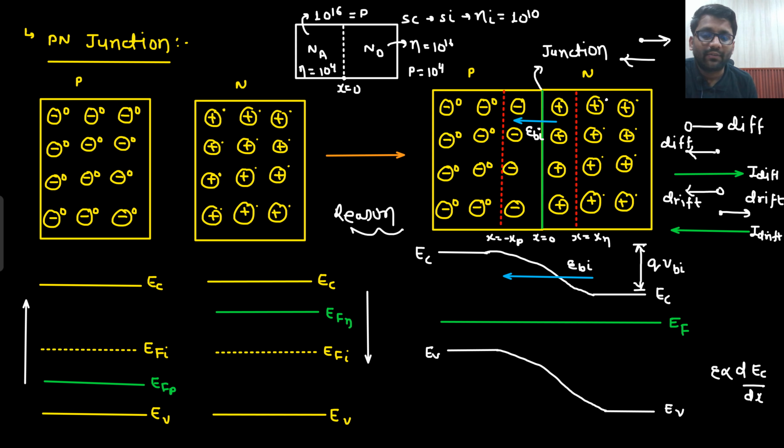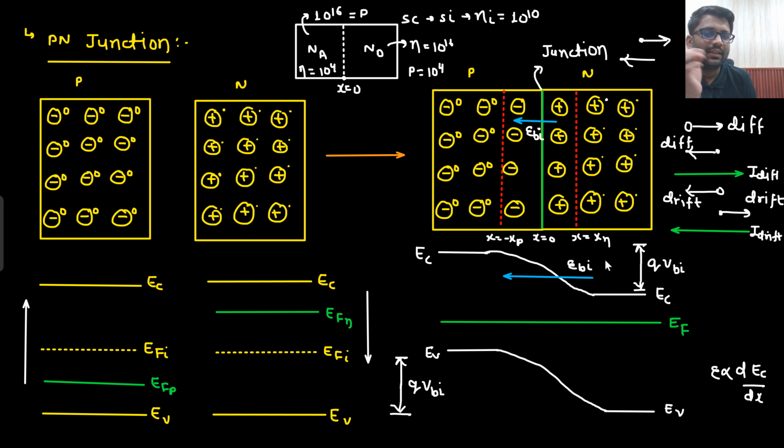What is the actual reason why this particular EFN and EFP are moving? Because of this built-in potential, you can say. So because of this built-in potential, this EFN and EFP are moving. That's why this gap has come into action. Or you can say this gap will also be the same. This gap will also be QVBI only. Is that clear? And then there is a built-in electric field.